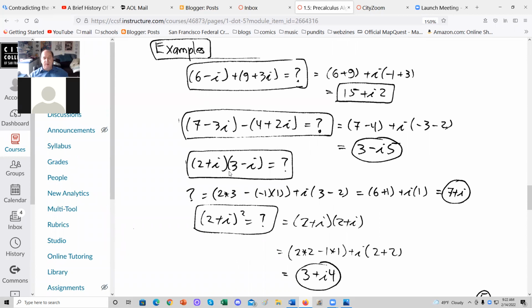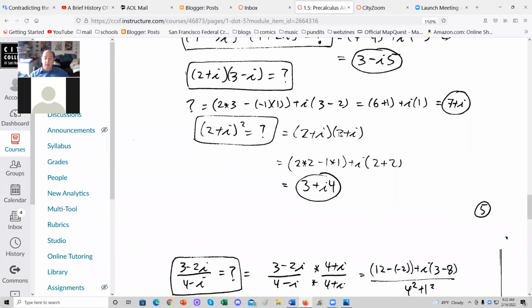Product: 2 plus i times 3 minus i. Do FOIL. First is 2 times 3. Outer is minus 2i, plus 3i from the inner, and then i times the minus i comes out to a plus 1. 6 plus 1 is 7, plus i. Okay, great. There we have a square of 2 plus i. That's 2 plus i times 2 plus i, this multiplication. Do the FOIL thing. 2 times 2 is 4. i times i is negative 1. 2i plus 2i here. End result 3 plus i times 4.